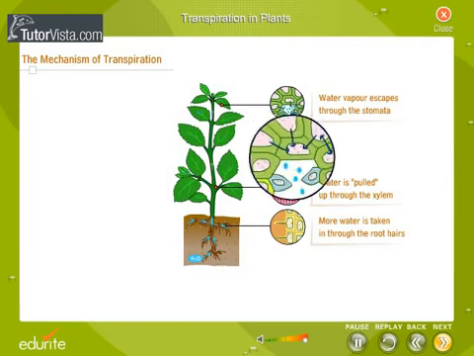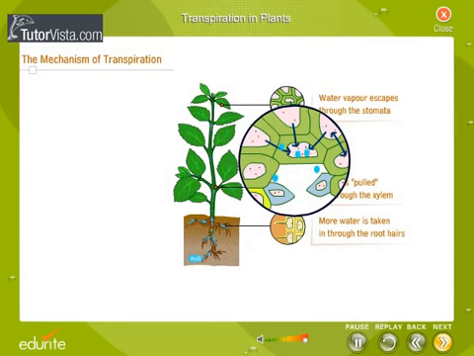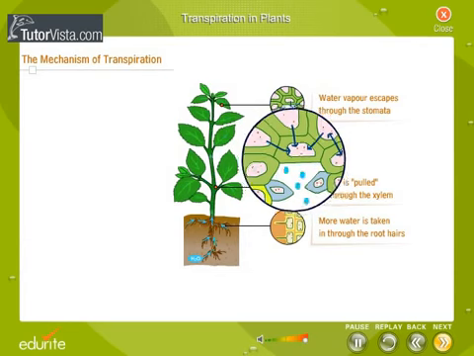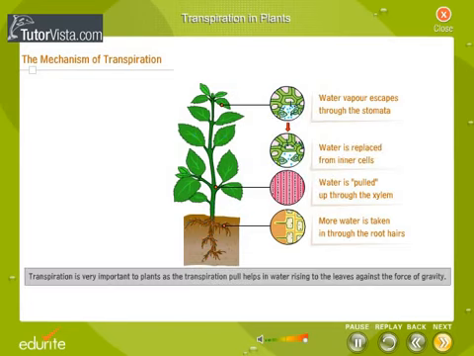When the water from the outermost layer gets evaporated, it absorbs water from the layer of cells below it, and this process creates a pull by which water gets pulled up through the xylem. Transpiration is very important to plants, as the transpiration pull helps in water rising to the leaves against the force of gravity.